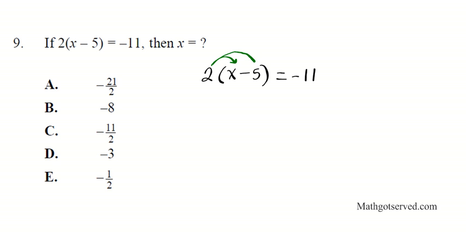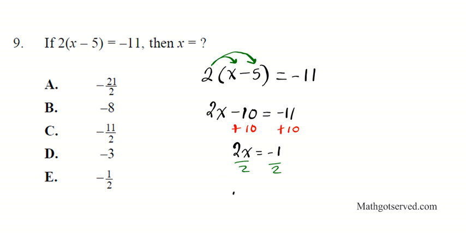Distribute 2 to x and 5. So 2 times x is 2x, 2 times 5 is 10, equals negative 11. Now I'm going to proceed to isolate x. So doing reverse PEMDAS, we have to add and subtract first before we divide, right? So I'm going to add 10 to both sides, and then I'll have 2x equals negative 1. And divide both sides by 2. And then my final answer is x equals negative 1/2. So the answer to number 9 is E.